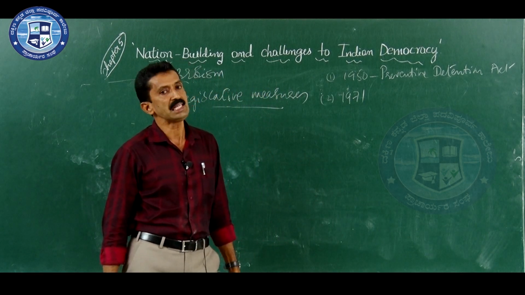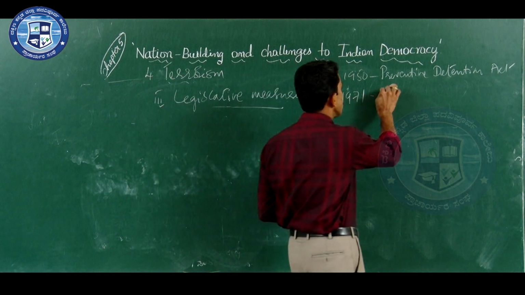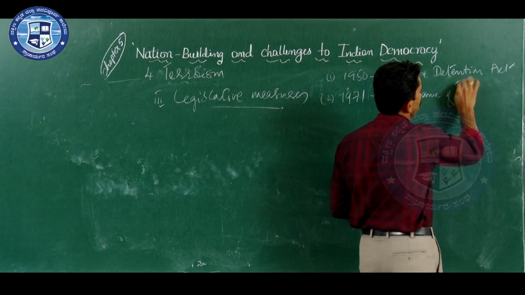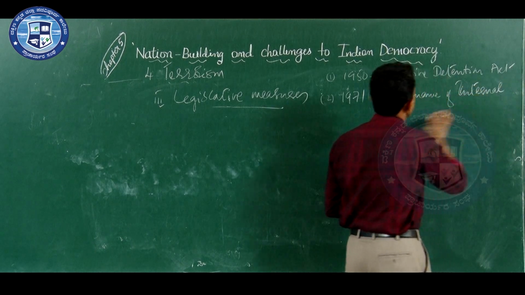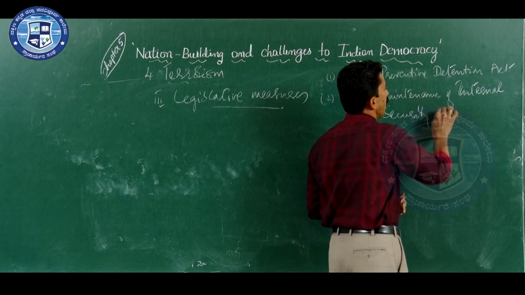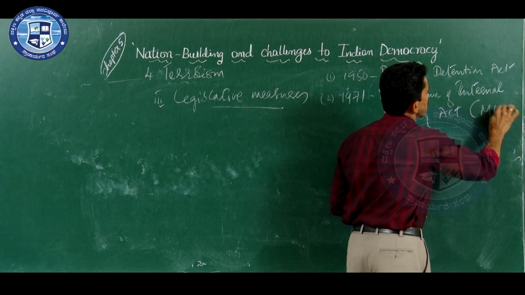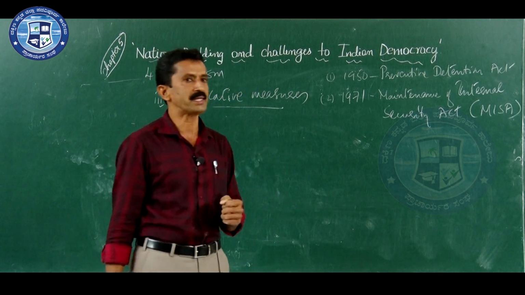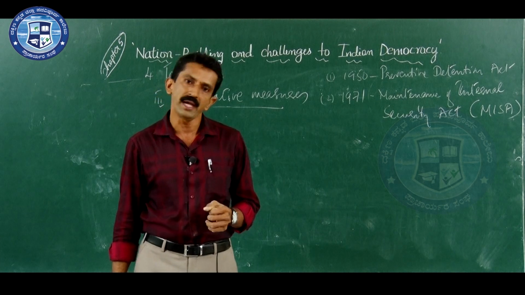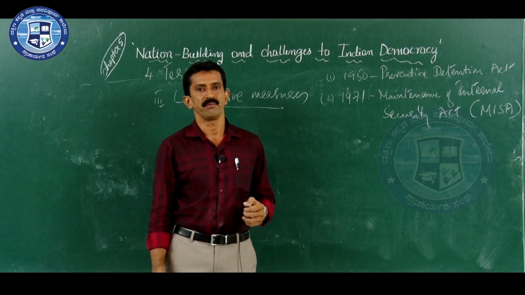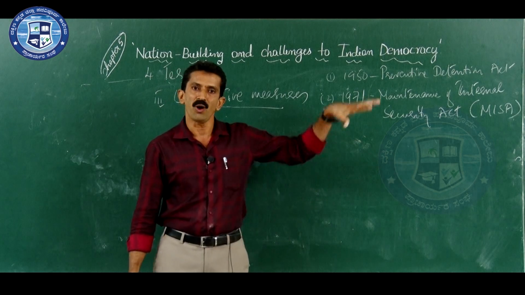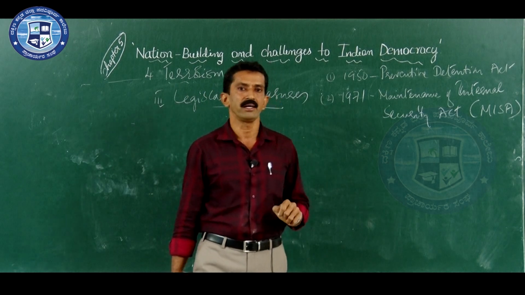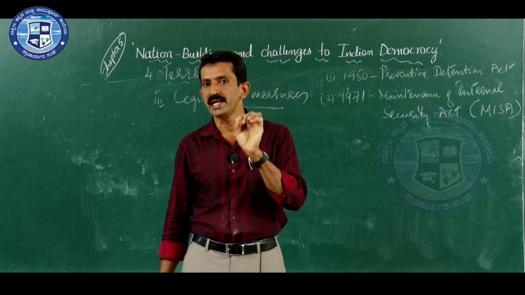is the 1971 Act. It was the Maintenance of Internal Security Act. It is called the MISA Act, M-I-S-A. It was made in 1971 and this act was extensively used, not against the terrorists, but extensively used during the time of national emergency which was declared on June 25th, 1975.